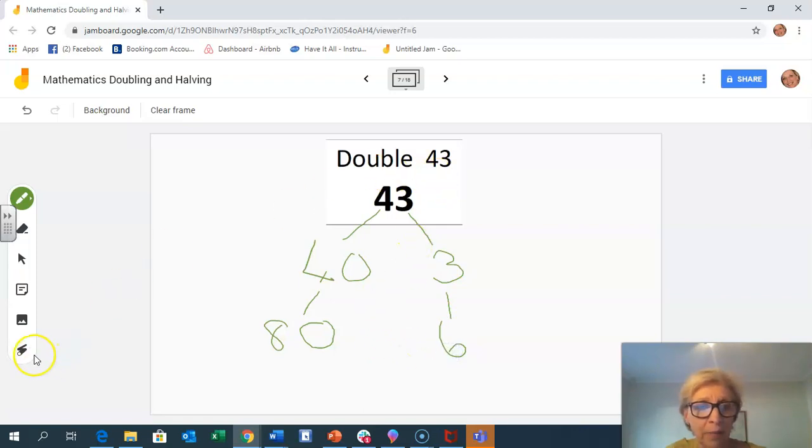Now I've split my number up into 40 and 3, so now to get my answer, I need to bring the number back together again, and I'm going to say 80 plus 6 is 86. Doubling. Another way of writing that would be 43 multiplied by 2.